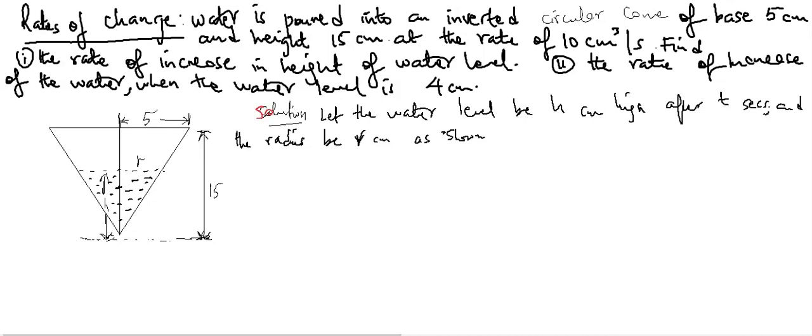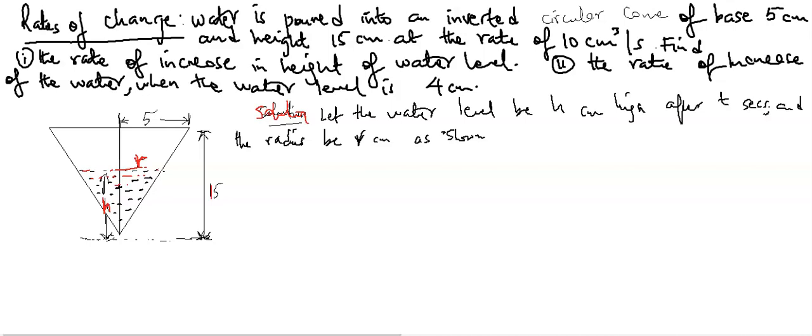If you look at the solution, we are saying: let the water level be h centimeters after t seconds, and the radius be r centimeters, as shown in this cross section. So we have the water after time t to be h centimeters high and the radius to be r. The inverted circular cone is of base radius 5 and height 15.